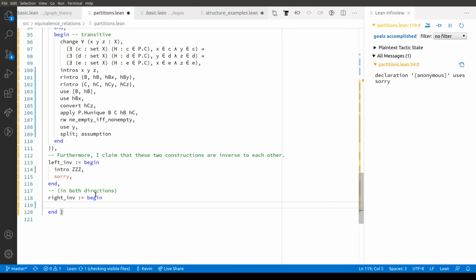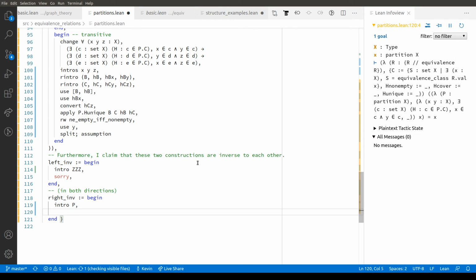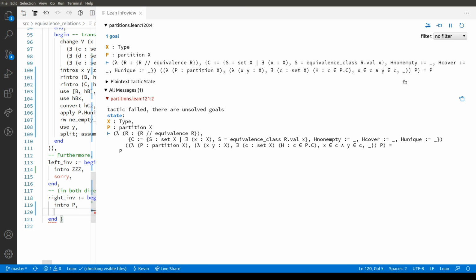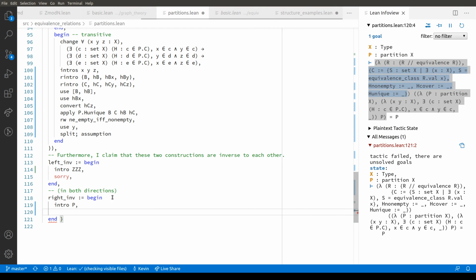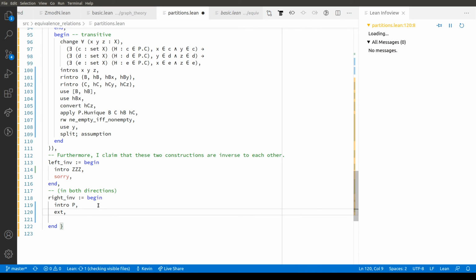I'll start with this next time. Intro. If I intro P, then the problem here is I've got to prove that two partitions are the same, right? You see this long goal here, I've got to prove that this strange mess here equals P. So how do I prove that two partitions are equal? You see, I've got to prove an equality of structures. And so I should probably use the ext tactic. Let's see what happens if I do that.